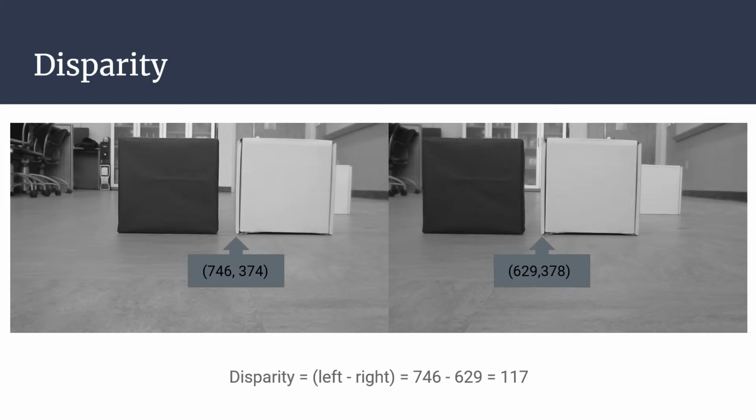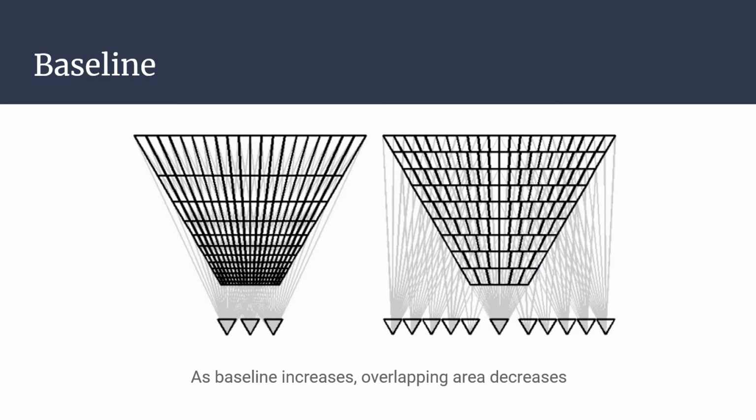This picture is to help explain the baseline, which is the distance between the two cameras. You can see as the baseline increases, the overlapping area between the cameras decreases, and this results in a farther minimum distance that the camera objects can see. And as the baseline gets shorter, the minimum distance you can see is also shorter. However, it can't see as far away due to the information in the image.